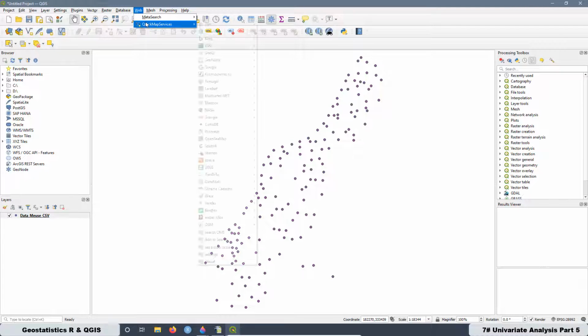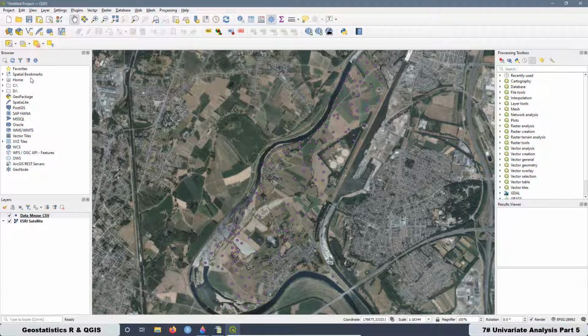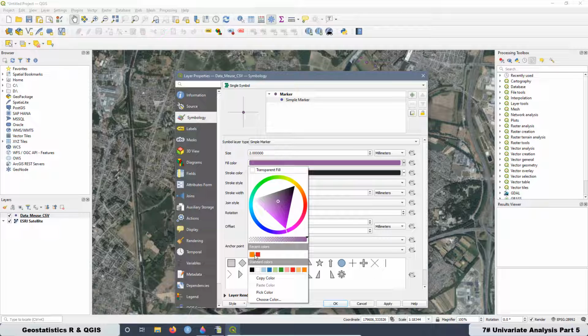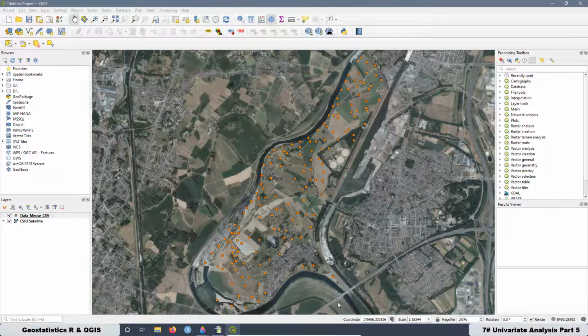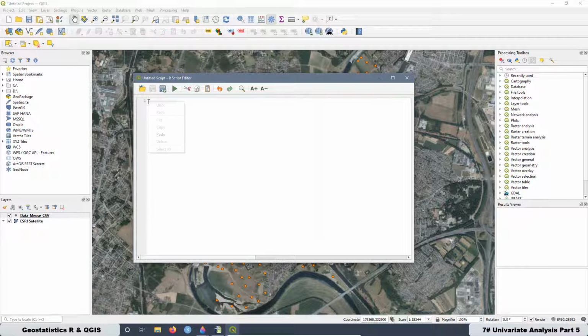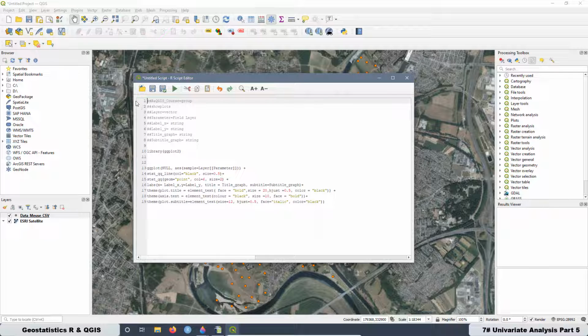I'm going to add satellite imagery to give some geographical context. I'm going to use the satellite image, this one, and I'm going to change the color of the dots to an orange color. Okay, apply and okay. Now I'm going to create a new script. Then I'm going to go here to R, create new R script, and I'm going to paste what I did already.